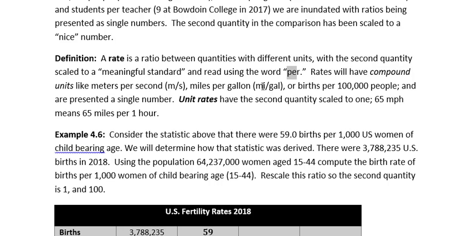Miles per gallon. Why is that a rate? Two separate units. Miles is a measurement of distance. Gallons is a measurement of volume. So a unit rate is just a rate where the second quantity has been scaled to 1. And you know this your whole life. 65 mph means 65 miles per 1 hour. Right there.